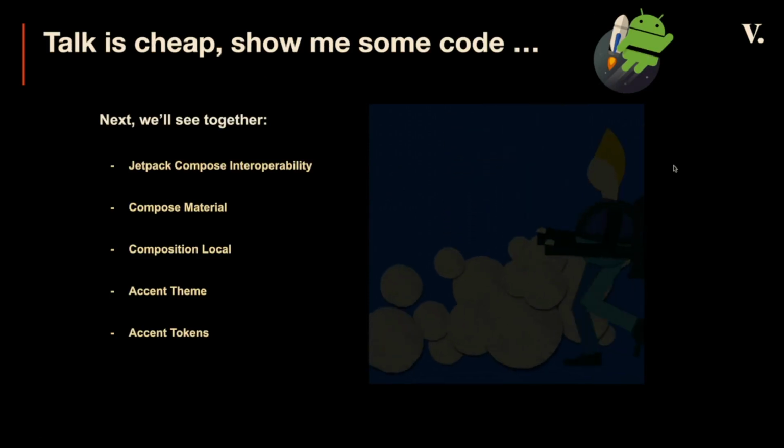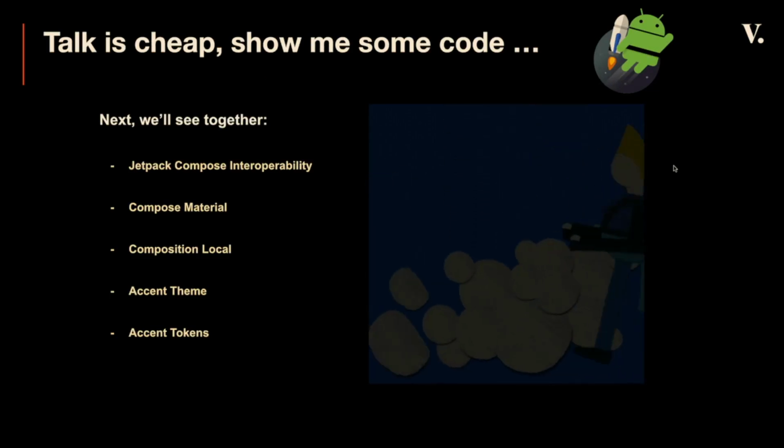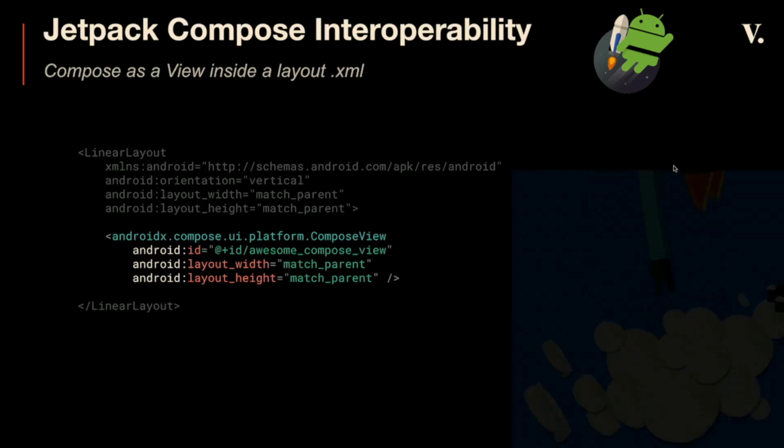Okay, we have seen many things now. I guess now what we want to see is more code. So in the next parts, we'll talk about Jetpack Compose interoperability, Compose Material, CompositionLocal, and Accent theme and tokens.